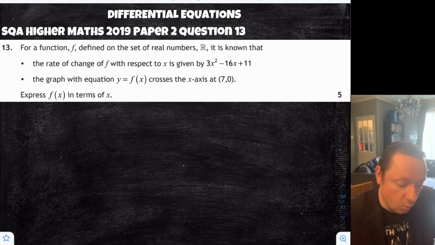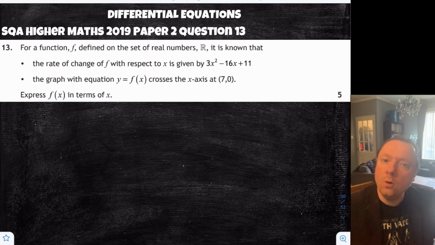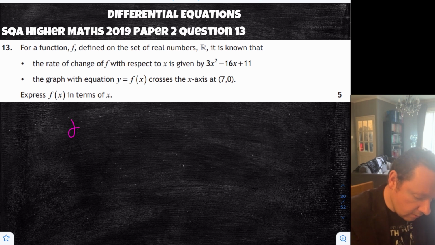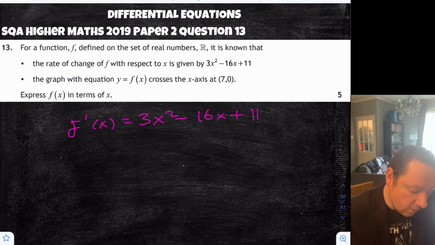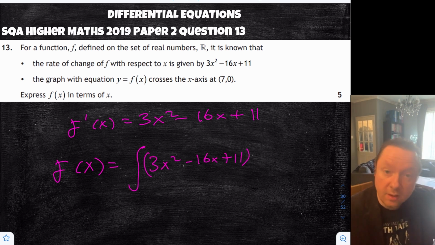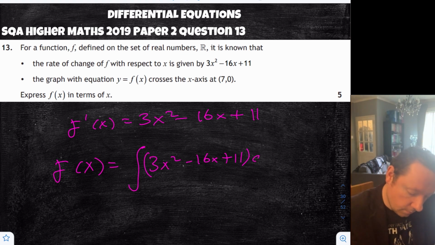This question, I suppose, is asking you, do you know what rate of change is? Well, rate of change means differentiation. So we know that f dash x equals 3x squared minus 16x plus 11. So that means that f of x is the integral of this. And we'll get to the second bit of information to get c in a minute.